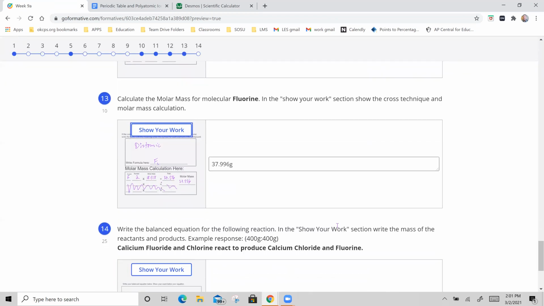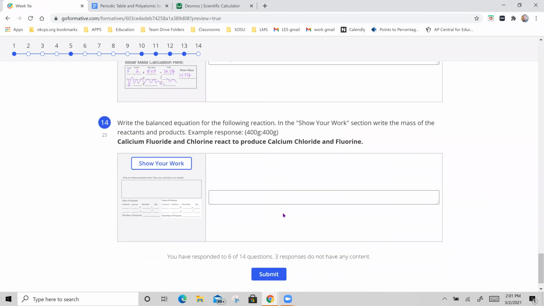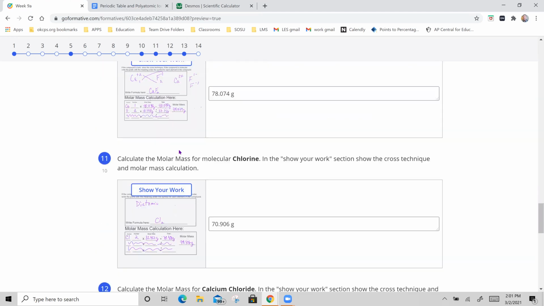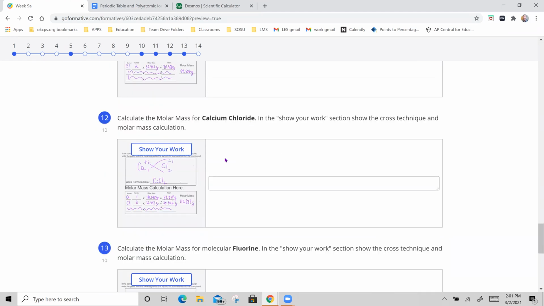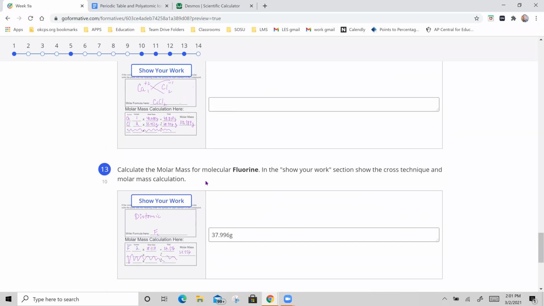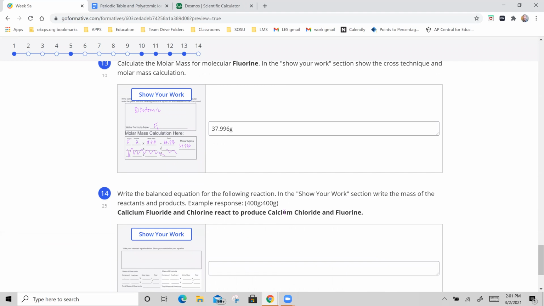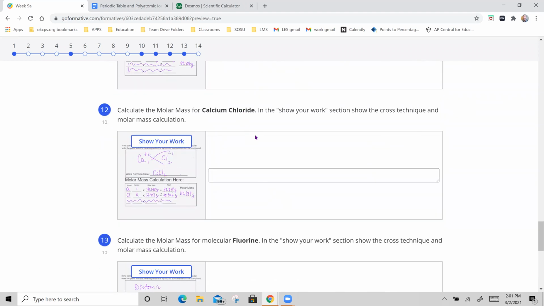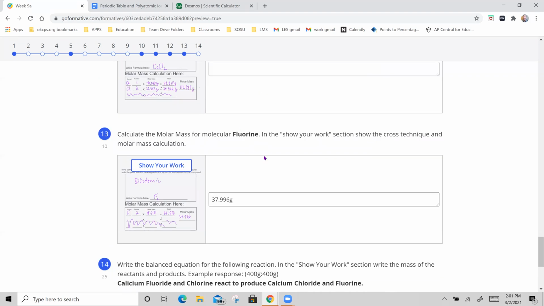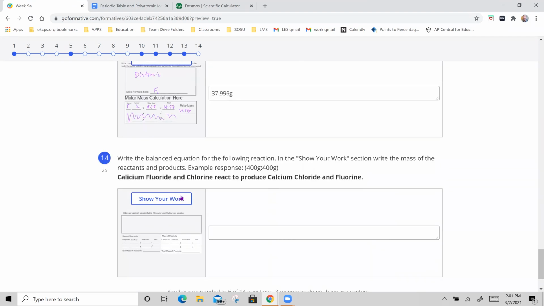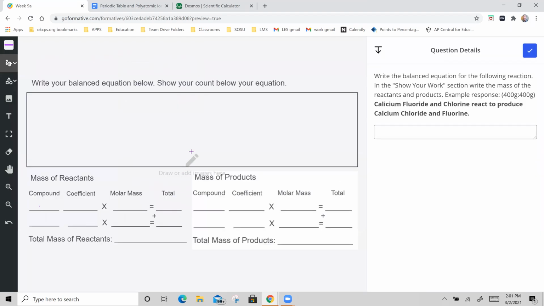Okay, so on this last part, and this will mimic numbers 5 and 10, you're going to rewrite these formulas that you just wrote into an equation. If you notice, we have calcium fluoride up here, we have chlorine up here, we have calcium chloride right here, and we have fluorine right here. So we already have the formulas made. Go back and refer to them.